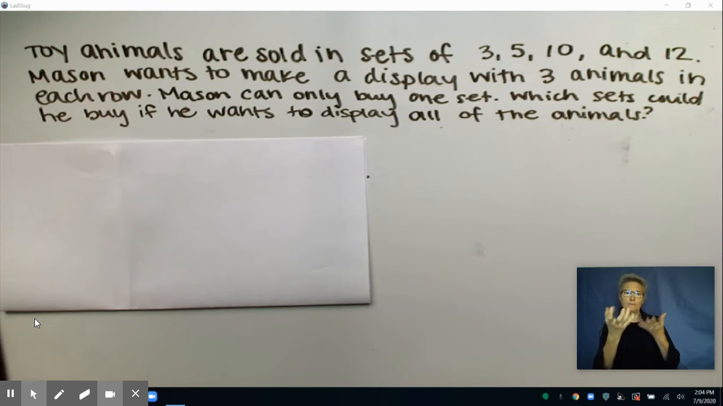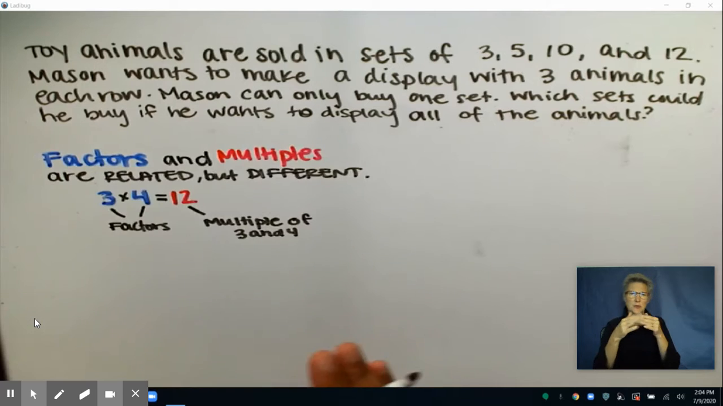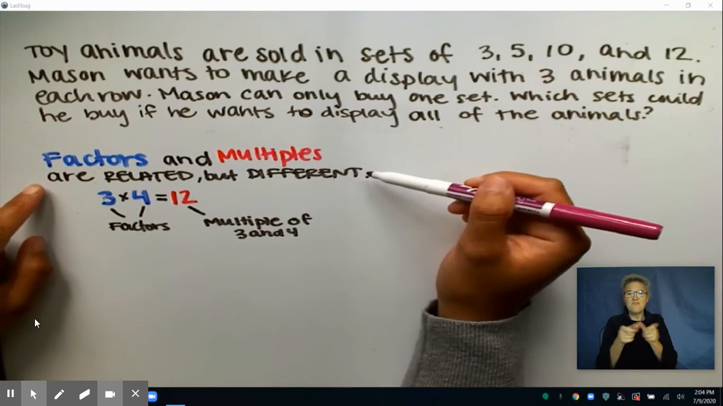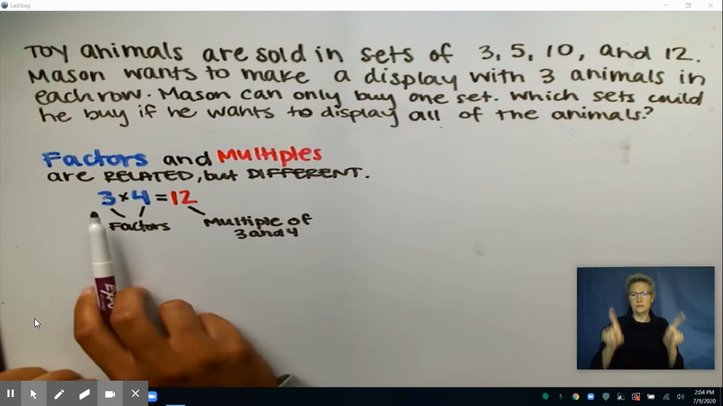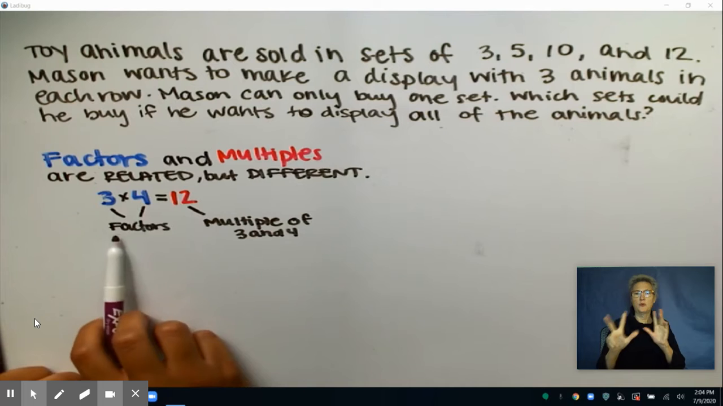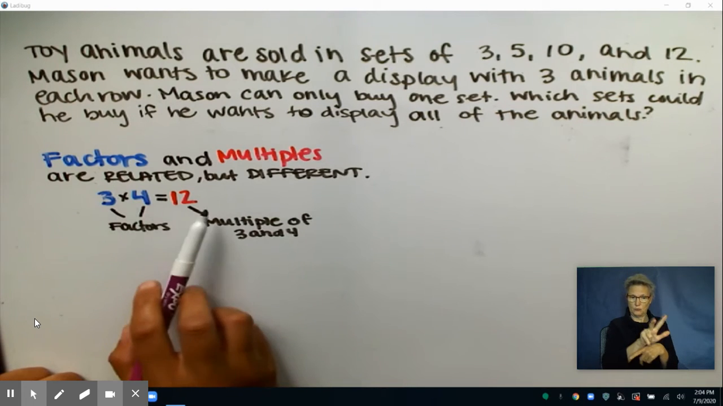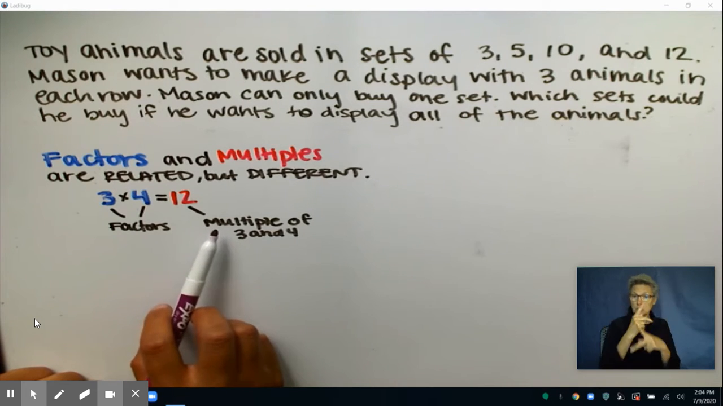There's 2 different ways that we could approach this problem, but regardless of which way we choose, we really have to understand the difference between factors and multiples. Factors and multiples are related, but they're different. So if we look at this example here, 3 times 4 equals 12, my factors in this problem are 3 and 4. 12 is a multiple of both 3 and 4.